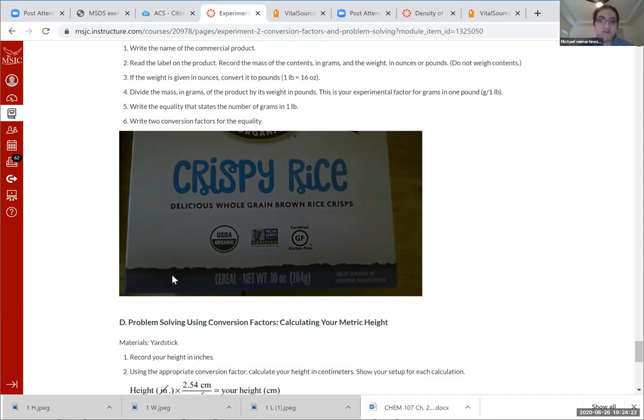So here's a picture of a commercial brand of cereal, and it has the weight in grams and the weight in ounces that you're going to need to convert to pounds. Does that make sense? Is everyone comfortable with that idea?